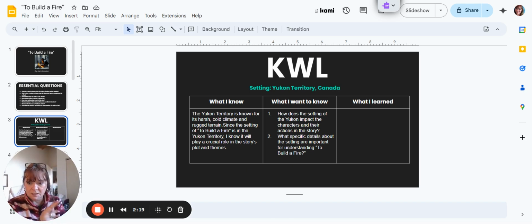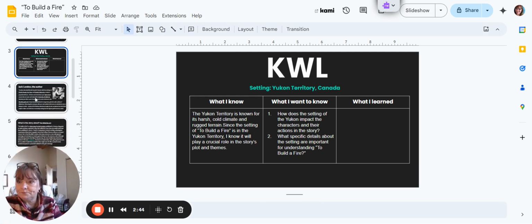And then I'm just putting myself in your shoes, and you're asking these questions for what I want to know: how the setting of the Yukon impacts the characters and their story, and how they react to things in the story, and then what specific details about the setting are important for understanding the essential parts of the story. And then you're going to be able to answer those questions at some point down the road.